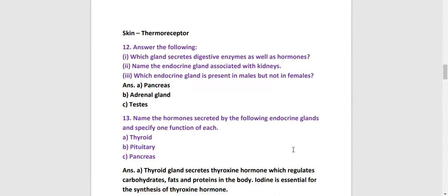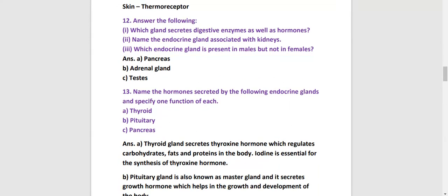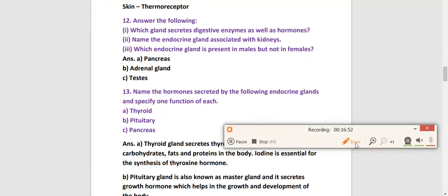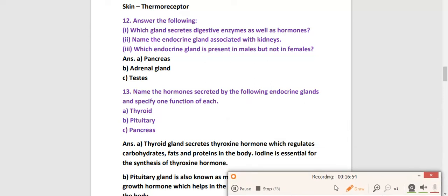Answer the following. So this is a one word question answer. In this we have to give just a one word answer. These questions can come for 1 mark. Which gland secretes digestive enzymes as well as hormones? We have read in the life process chapter that there is one gland which secretes digestive enzymes. But in this chapter, control and coordination, we have read that the same gland secretes hormones also. So what is the name of that gland? The name of that gland is pancreas.